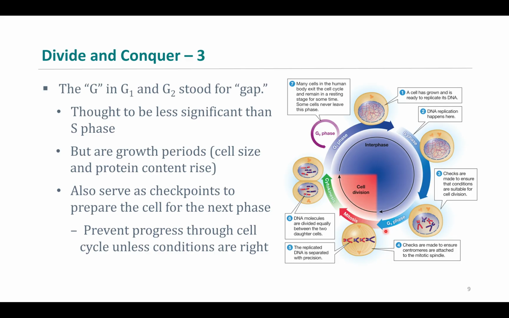At the end of G2, the cell is ready to enter mitosis. Everything in the cell should be doubled: all the cellular organelles and the genetic material. The spindle that we're going to learn about later should start forming at the end of the G2 phase. So these checkpoints at different stages make sure the steps are correctly happening throughout the cell cycle.